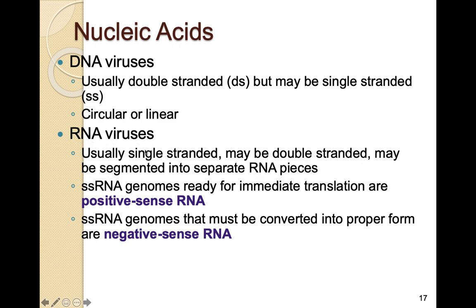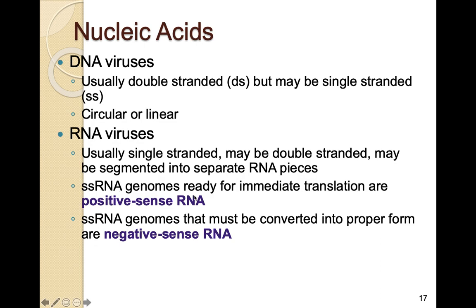RNA viruses usually have single-stranded RNA inside of them, but sometimes you can find double-stranded RNA. It's a little more uncommon, but it does exist. And sometimes you'll find RNA viruses which have tiny little pieces of RNA inside of them. You'll find RNA viruses which have something called positive-sense RNA or negative-sense RNA. Positive-sense RNA, I kind of explained this concept as a book.